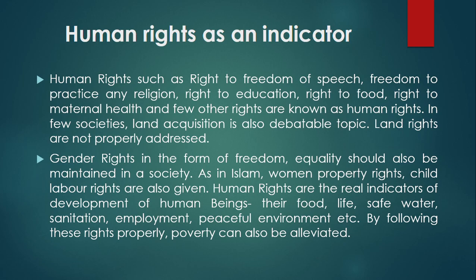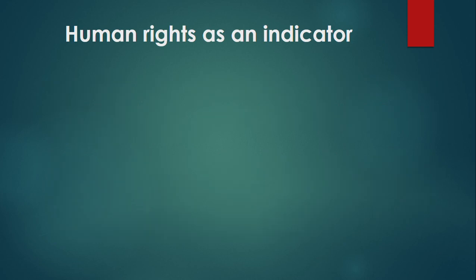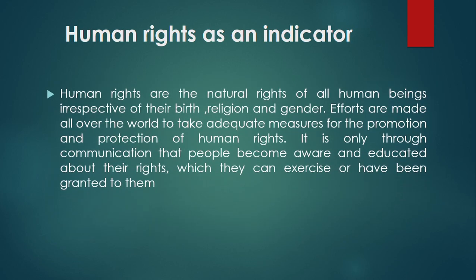Human rights are the real indicators of development of human beings. Their food, life, safe water, sanitation, employment, peaceful environment, etc. By following these rights properly, poverty can also be alleviated. Human rights as an indicator. Human rights are the natural rights of all human beings, irrespective of their birth, religion, and gender. Efforts are made all over the world to take adequate measures for the promotion and protection of human rights.